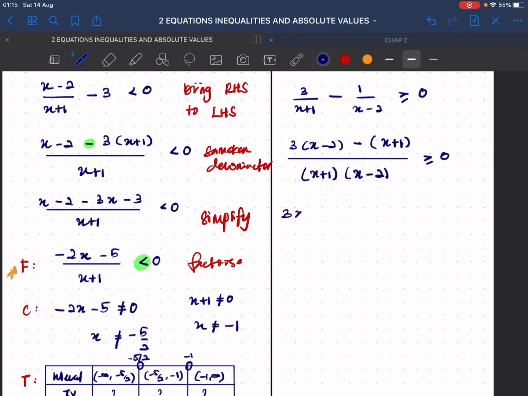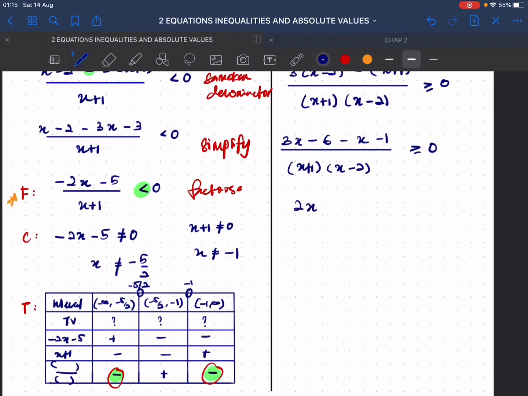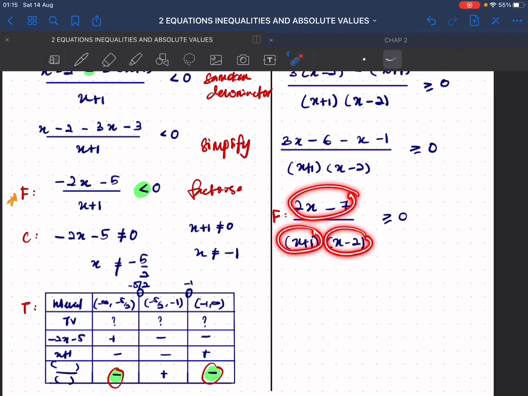So now we will have 3x minus 6 minus x minus 1 over x plus 1 x minus 2 greater than or equal to 0. Then we will have 2x minus 7 over x plus 1 x minus 2 greater than or equal to 0. So this is our factor. Okay, as you can see, we have 1, 2 and 3 factors dekat situ. Okay, so now kita pergi ke critical values kita.